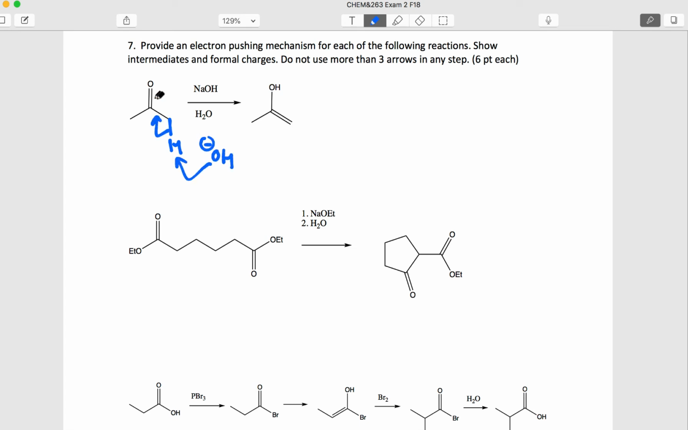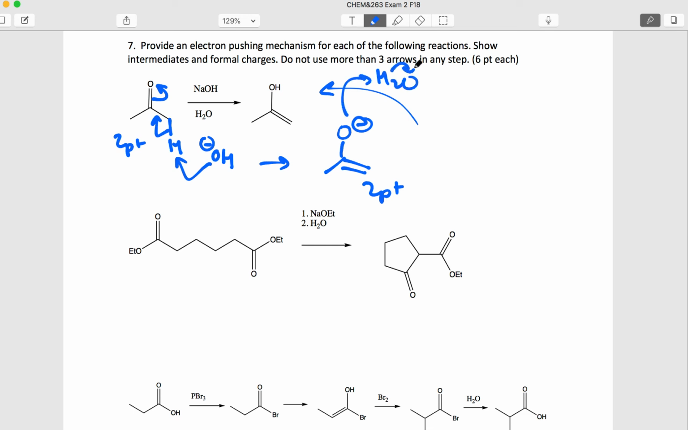So for basic conditions, mainly I was looking for deprotonation of the alpha carbon's hydrogen, the alpha hydrogen, and then making this enolate here. So that was 2 points to deprotonate, 2 points to show this enolate, and then 2 points to show the protonation at the O minus to get this neutral enol. All right, so I think just 1 or 2 students thought it was the acidic, but no, it's the basic one.